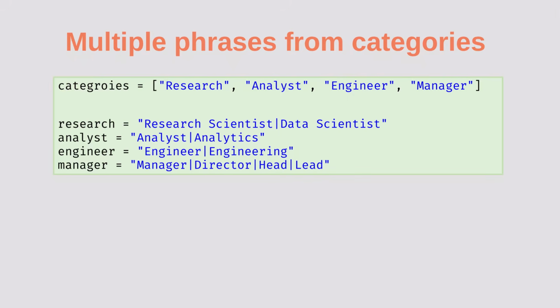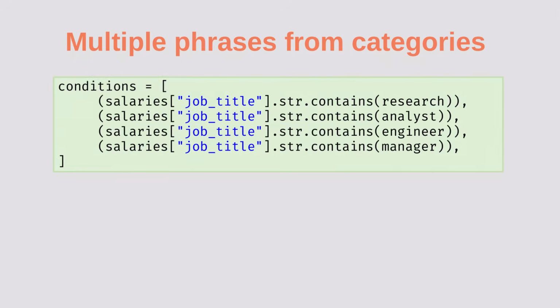Now that we understand how this method works, let's define a list of job titles we want to search for. We'll start by creating a list with different categories of data roles, and this list will become the values for a new column in our data frame. Next, we need to create variables for our filters. For research roles, we'll look for titles containing data scientist or research scientist. For analyst roles, we'll use analyst or analytics. We'll repeat this process for other roles like engineer and manager. The next step is to create a list containing all the conditions for the str.contains method. We'll use the conditions variable to save this list.